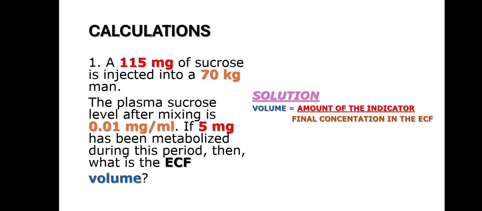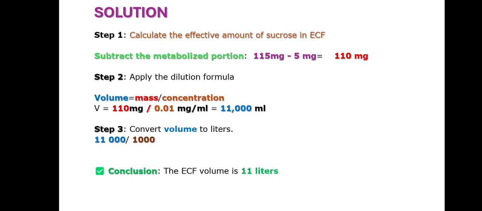Now let's look at it. This is just a formula, the layout to say how we calculate it from the principle of conservation of mass. We've broken it down this far. Now let's do a step-by-step calculation on how we're going to calculate the ECF. The ECF is the volume in simple terms. So step 1, we are going to calculate the effective amount of sucrose in the ECF. Remember, the effective amount of sucrose that was injected.